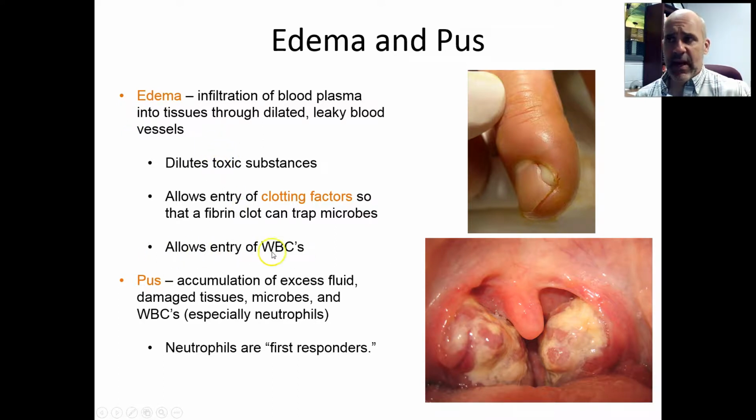And again, this is also allowing white blood cells to undergo diapedesis and come into the tissues and out of the blood vessels. We've also talked about pus. All this extra fluid, plus damaged tissues, microorganisms, white blood cells, and especially the neutrophils, that's what makes up pus. And pus is almost always a sign of a bacterial infection. So here you're looking at the pharynx of someone who still has their tonsils, their pharyngeal tonsils. They're extremely swollen and they're covered in pus. Wouldn't you like to have that in the back of your throat?